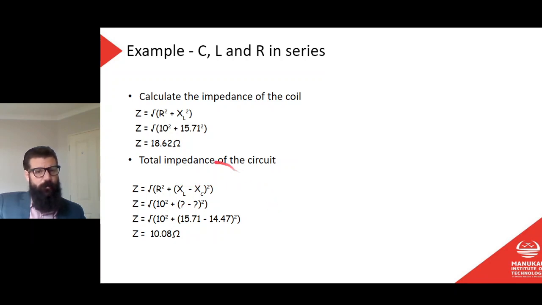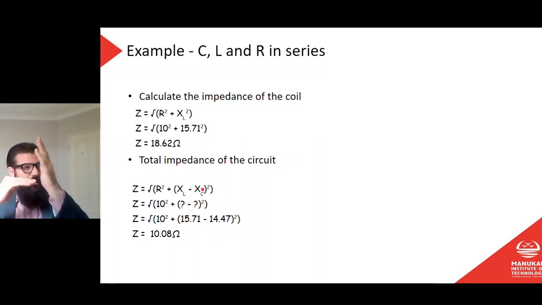Now, if I wanted to work out the impedance of the circuit, and I do, then I'm going to use the same formula, square root of R squared plus, and we have in brackets here, XL minus XC. So that's going to be our total reactance. So it's our reactance of the inductor minus the reactance of the capacitor.